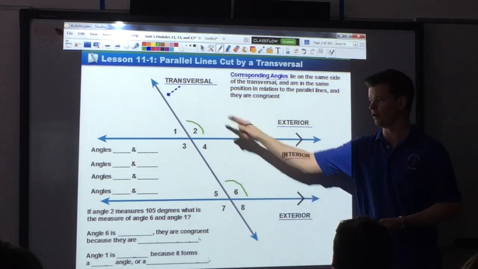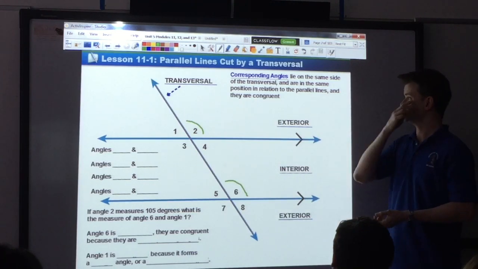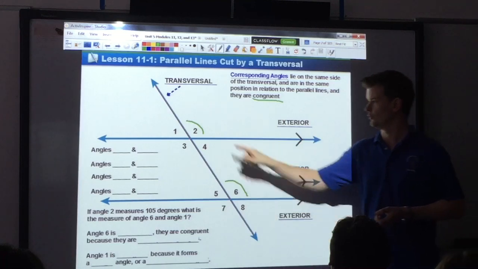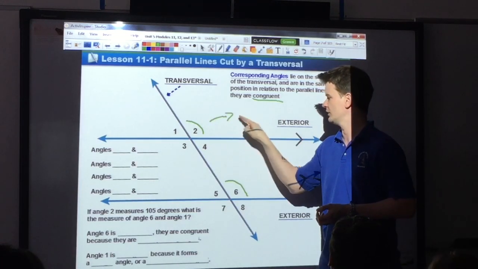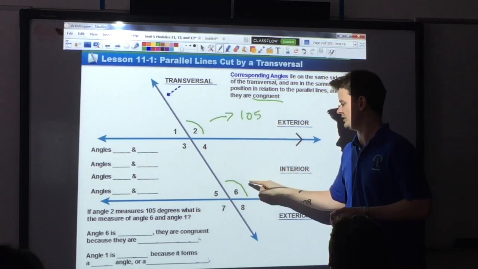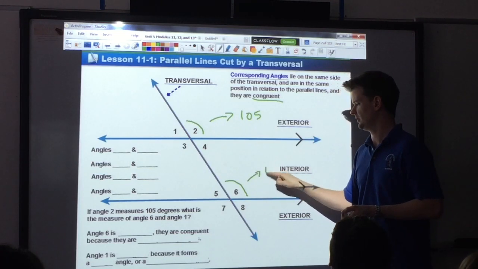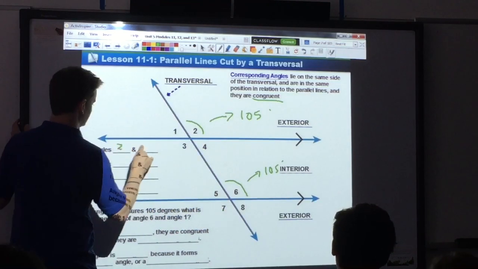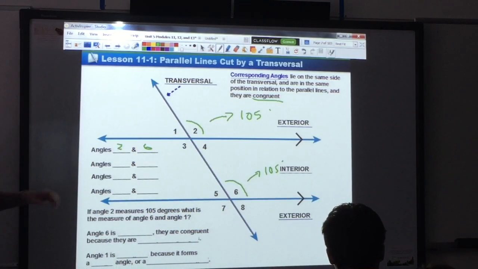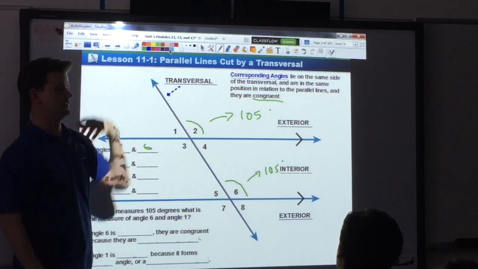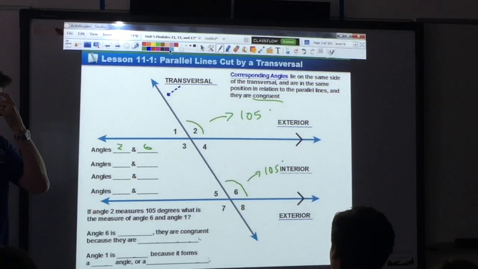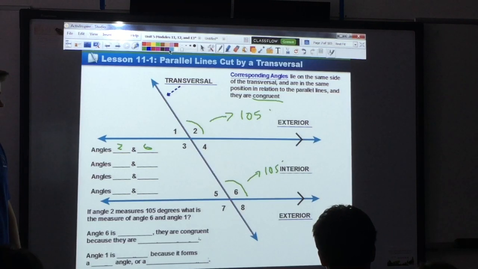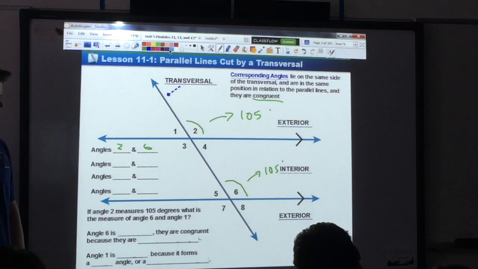Yes. These are corresponding angles, and just like alternate interior and alternate exterior, they are congruent, which means that if angle 2 measures 105 degrees, then angle 6 has to measure 105 degrees. So we know that 2 and 6 are corresponding. There's 3 more sets here. Let's go to Rachel Thomas. Give me another set of corresponding angles.